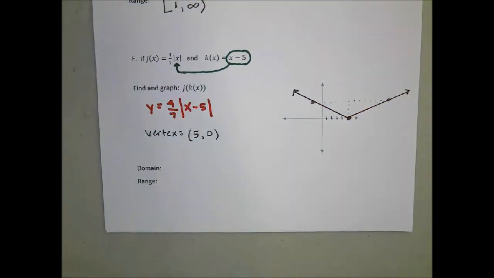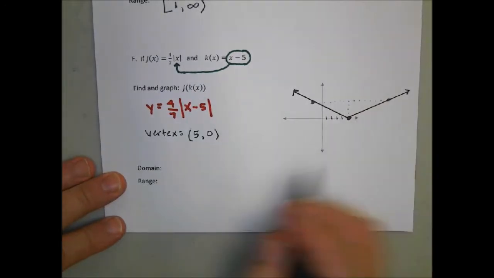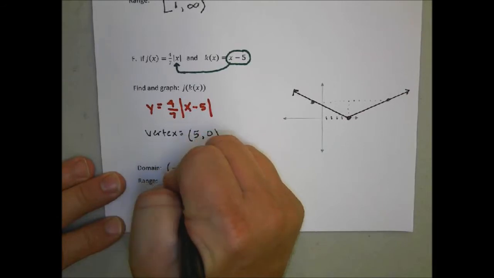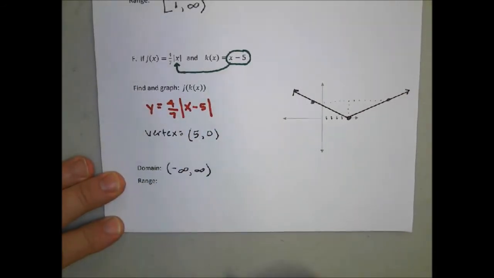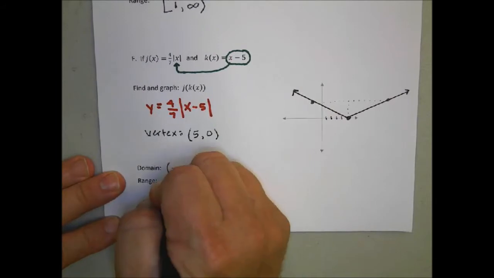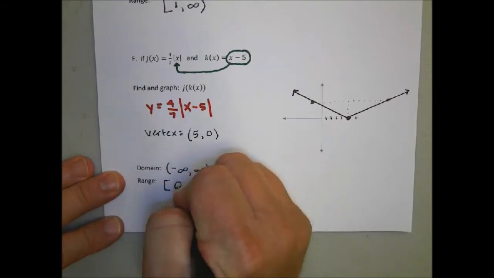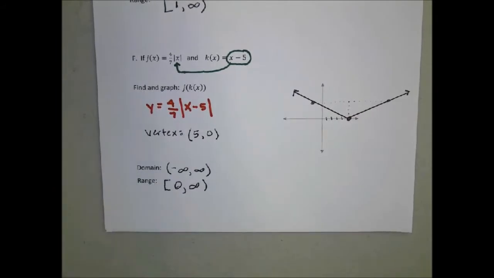Now domain and range, again, open forever to the left, open forever to the right. So the domain is negative infinity to positive infinity. The range, this time the lowest point on the graph is at y equals 0. But it goes up forever and ever. So it's positive infinity on the other end.